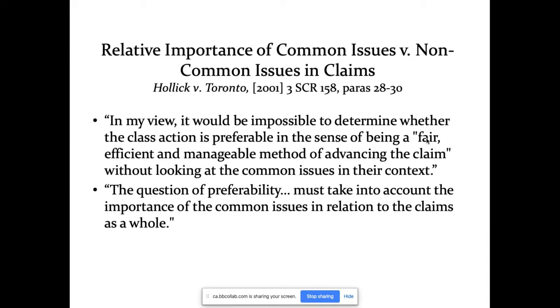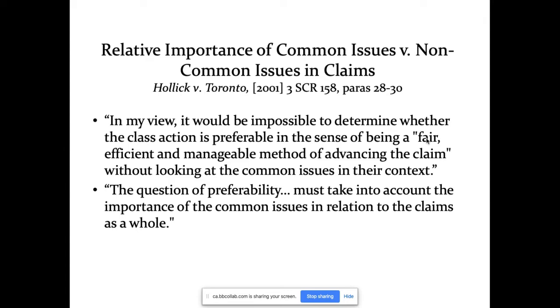So hopefully people get that. And whenever you hear the word preferability, you know that you have to do some kind of comparison. And here the comparison is between class action and all the other things that these people might do to advance their claims.